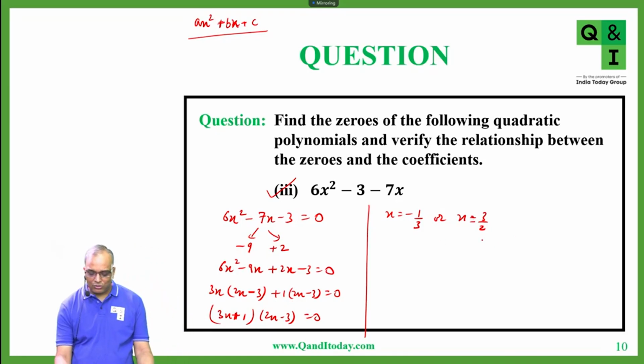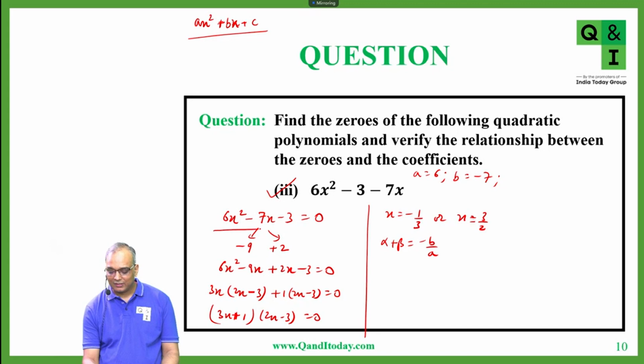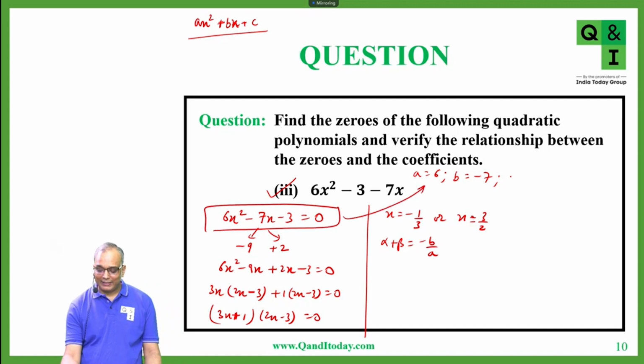Now, once we have got these zeros, we will now verify the relation alpha plus beta is minus b by a. So here you can check A is 6, the coefficient of x square. B is equal to minus 7, the coefficient of x. So this is your standard form, so we are taking it from here. And then C is equal to minus 3.